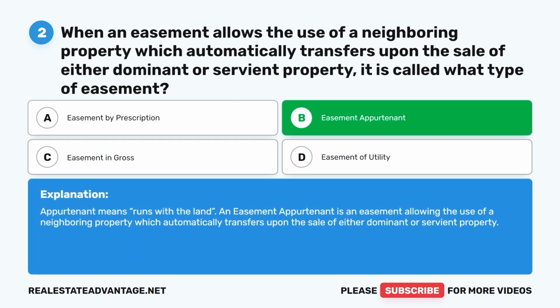Appurtenant means runs with the land. An easement appurtenant is an easement allowing the use of a neighboring property which automatically transfers upon the sale of either dominant or servient property.